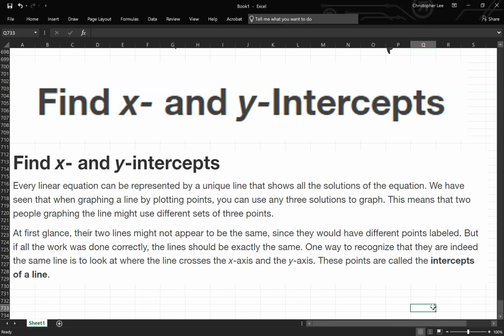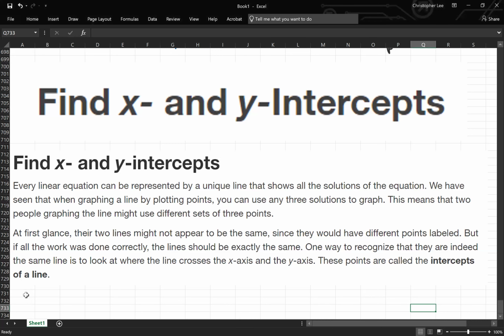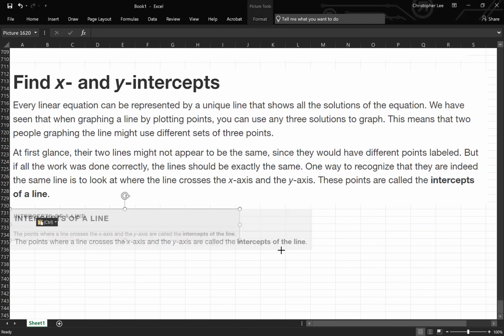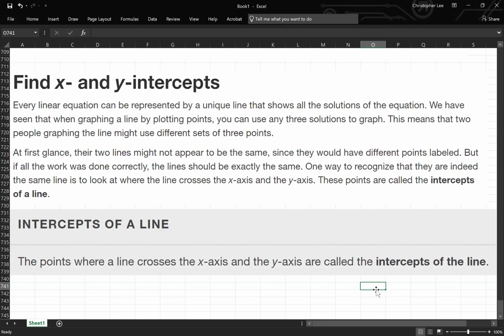One way to recognize that they are indeed the same line is to look at where the line crosses the x and the y axis. These points are called intercepts of a line, right? So an intercept of the line is where the graph is going to cross the x or the y axis. Let me reiterate that. An intercept of a line is the point where a line crosses the x-axis or the y-axis, and they're called the intercepts of the line.